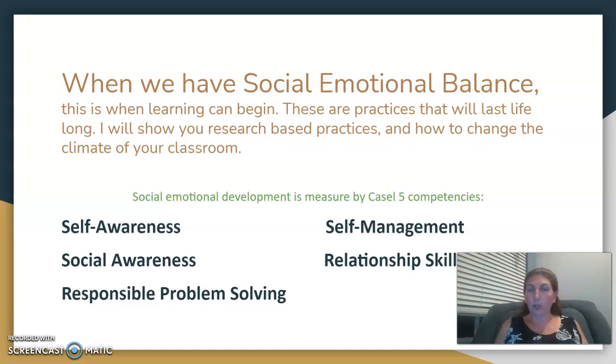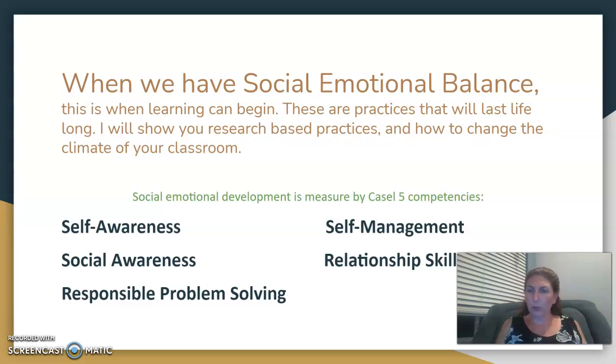So social emotional development is measured by CASEL's five competencies: self-awareness, social awareness, self-management, relationship skills, and responsible problem solving. When we can put all of these things together, our children are going to excel.